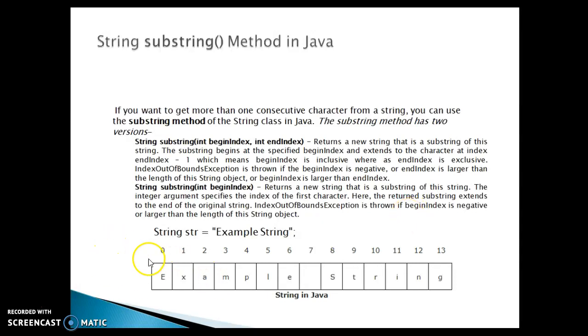Here you can see a string is basically backed by a character array, and this is the way a string is held in memory. If you store an example string in the string, you can see the pictorial representation. In the first index you have an e, in the second index you have an x, similarly at the 13th index you have a g, and the length of the string would be 14, right? It starts from 0 till 13, so the length would be 14.